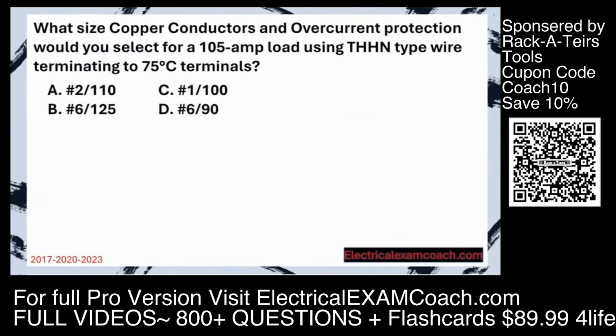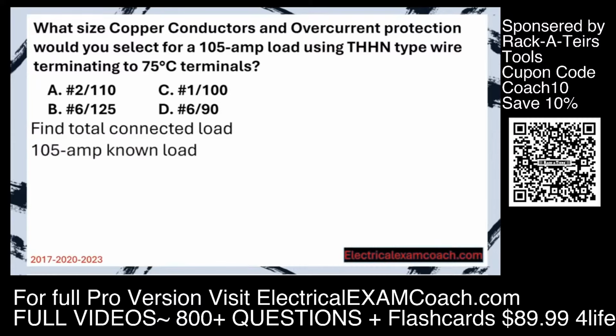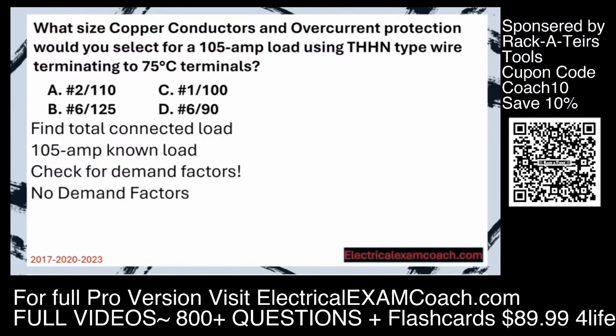Let's get to it. What size copper conductors and overcurrent protection would you select for a 105 amp load using THHN type wire terminating to 75° C terminals? Step 1, we're going to find the total connected load. Our starting known load is 105 amps, but we must check for demand factors. It doesn't mention a specific type of equipment or for how many hours that it's running, so in this case, there are no demand factors.